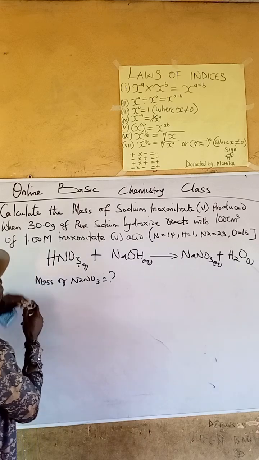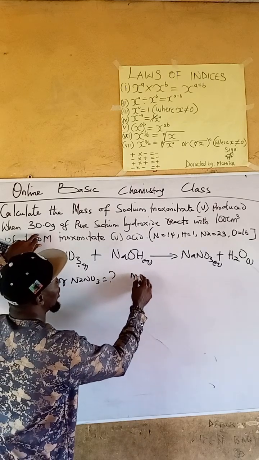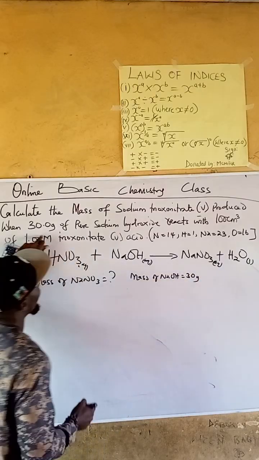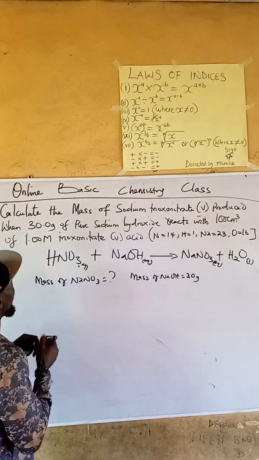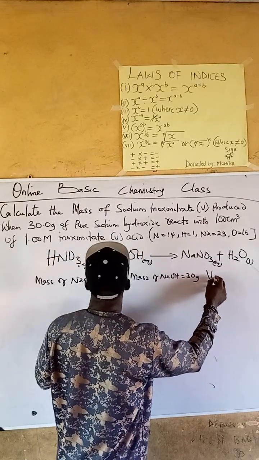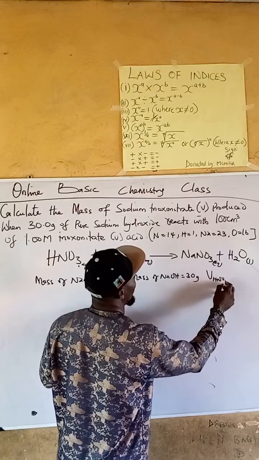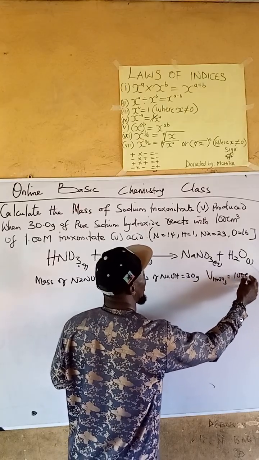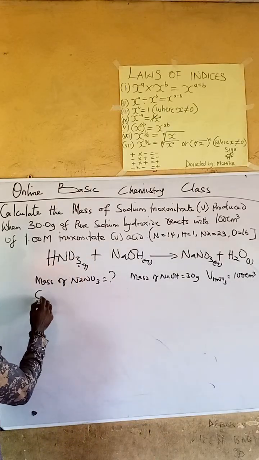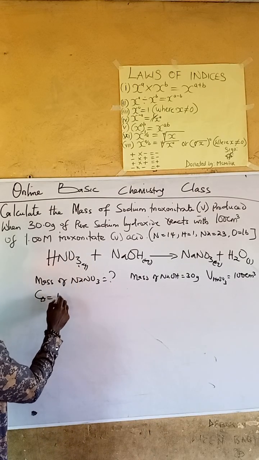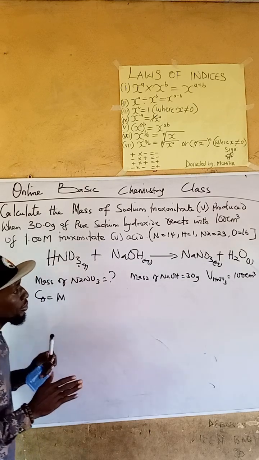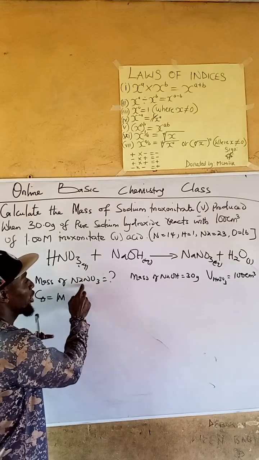The mass of NaOH is 30 grams. It reacts with 100 cm cubed of acid, so the volume of acid is 100 cm cubed. Then the concentration of acid is 1 molar or 1 mole per dm cubed. So we have all this, and we are looking for this.